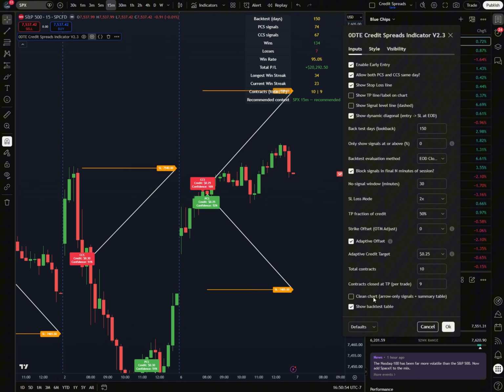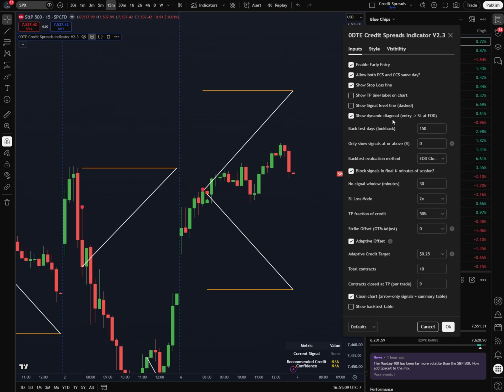Okay. Typically how I trade though, I like to have my chart nice and clean. So I go to the clean chart and I turn my backtest table off because I don't like all this clutter on here. I like to just have it nice and clean. And I'm typically going for both the put credit spread and call credit spread the same day. That's kind of what I'm looking for. If I can leg into it, great. If not, then that's okay too. And that's it. That's everything.